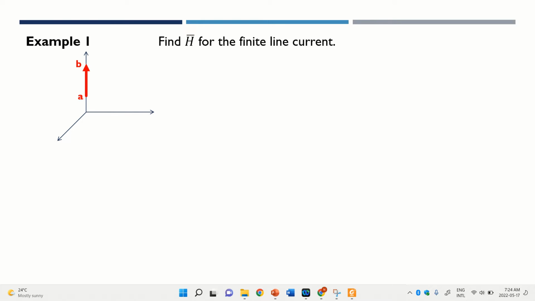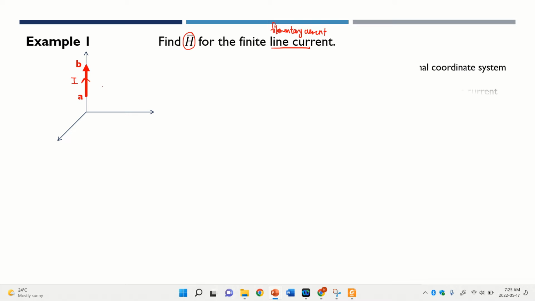Example 1, the question asks: find H for the finite line current. This is a finite line current because you know A and B. It is not infinity; you know the distance. So let's assume the total current that flows in this line current, also known as a filamentary current, is equal to I. And they ask you to find the H.